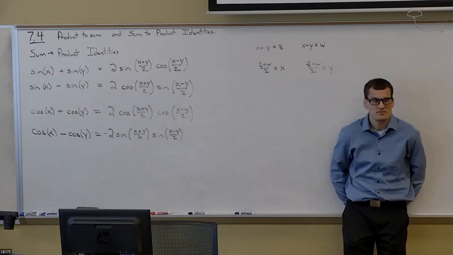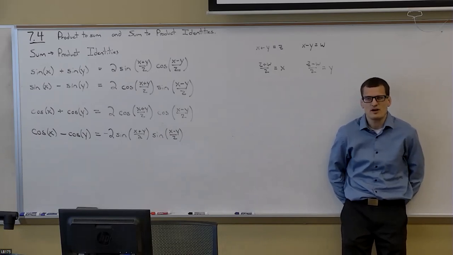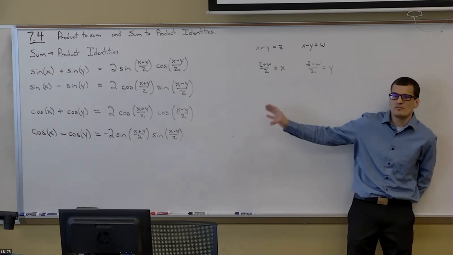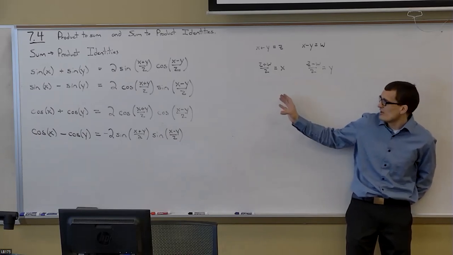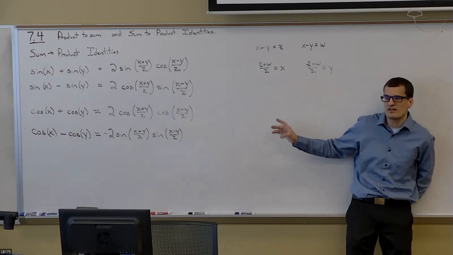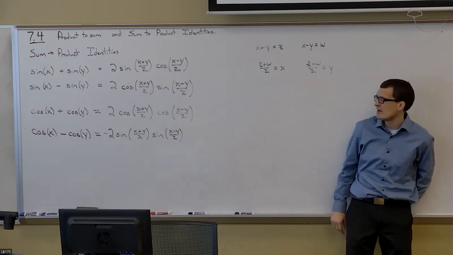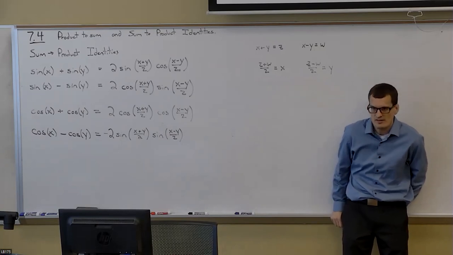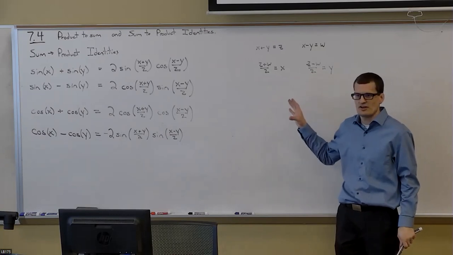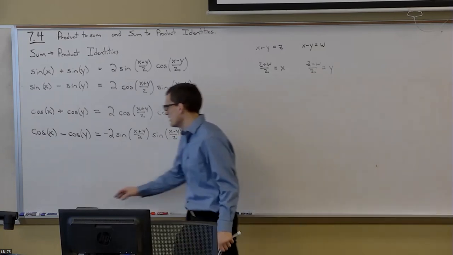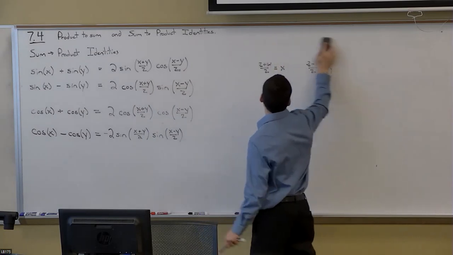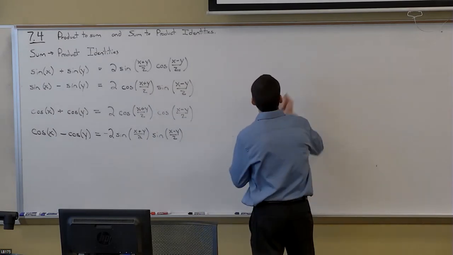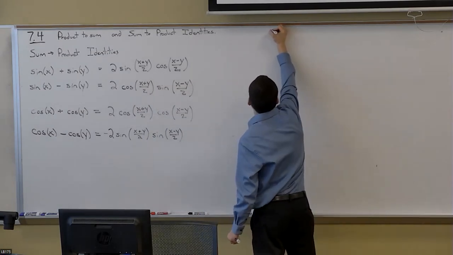Okay with those? You guys get where I'm saying that these are coming from the product to sum identities? They are really the same thing here. I don't know if you guys caught my argument over there or not, but let me go through a whole derivation of where these things are coming from.